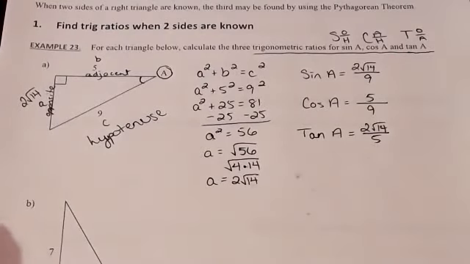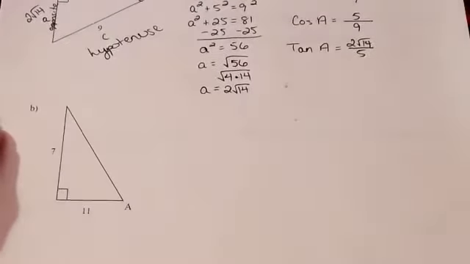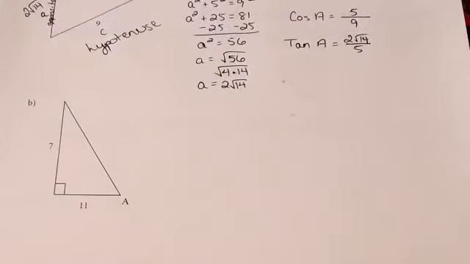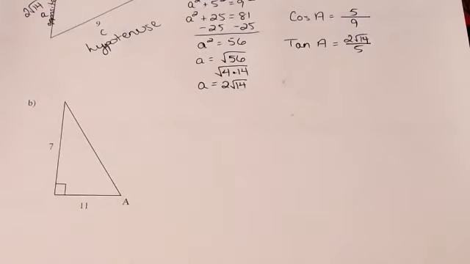Good. Let's try part B. Go ahead and do part B on your own. You have sides 7 and 11. We're missing our third side. Let's find that one first. Think about the position that that side is actually in. I'm going to pause the video. When you're done, go ahead and say done.